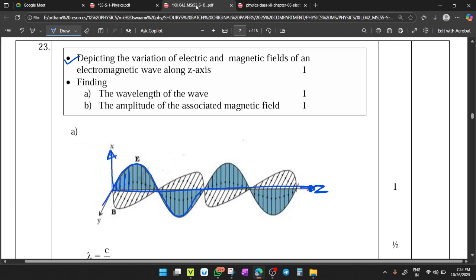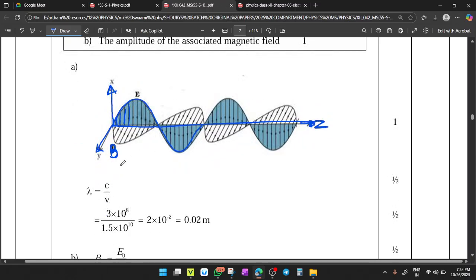Then the magnetic field is represented by capital B. E is the electric field and B is the magnetic field. According to the diagram, E is along the x-axis and B is along the y-axis. The magnetic field and electric field have the same wavelength, the same frequency, and vary in phase. Clear or not?